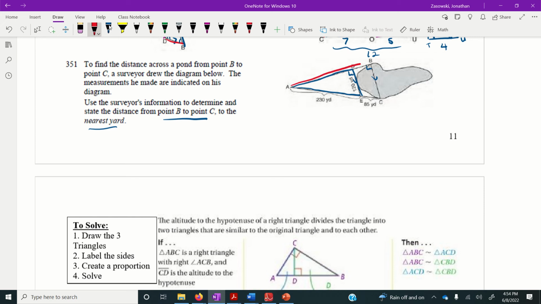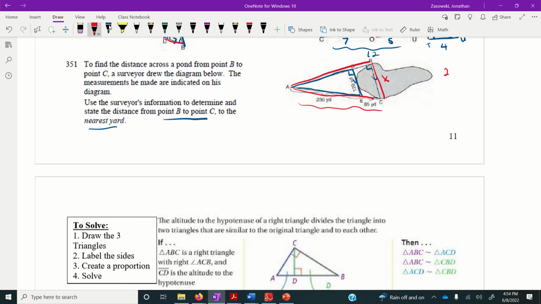So AD corresponds to AB, DE corresponds to BC, and then AE corresponds to AC. So we can just figure out the length of BC. We can just make a proportion, but we have to use the big side here. We have to know the whole thing.